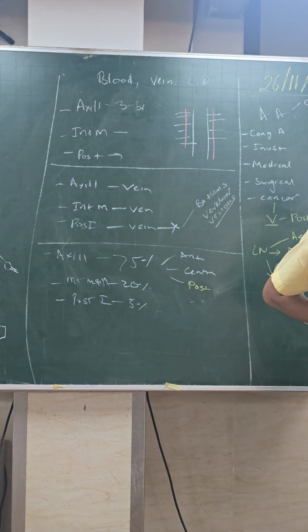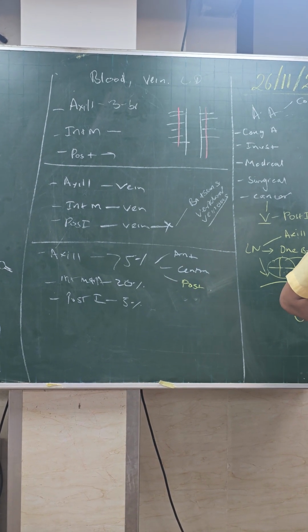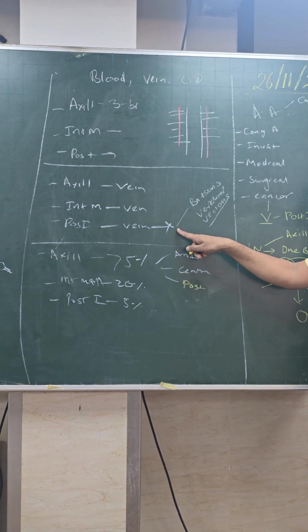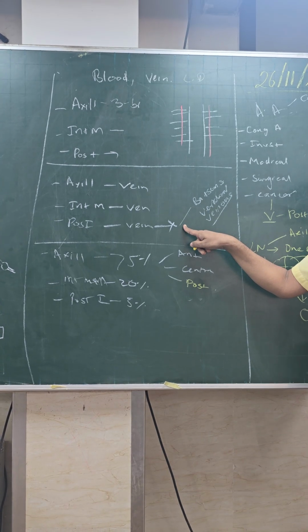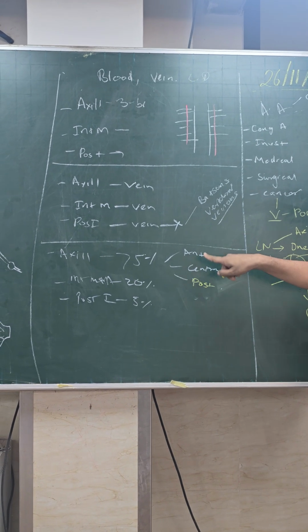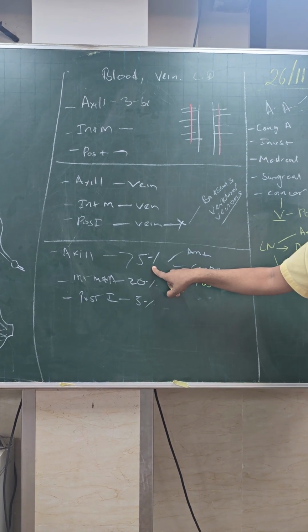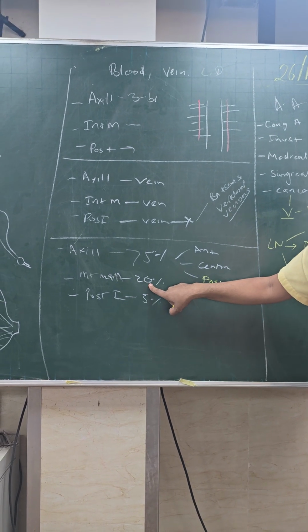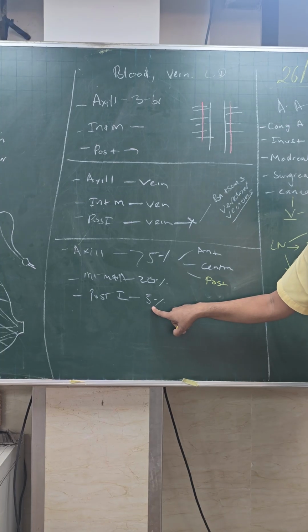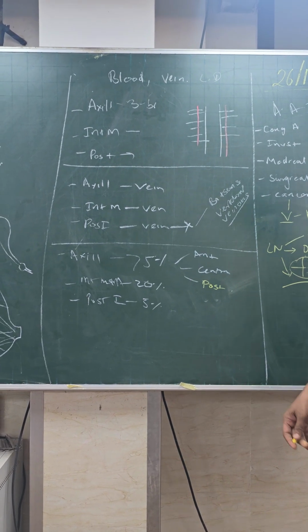This communicates with the Batson's plexus or vertebral plexus, and that's how cancer spreads from the breast to vertebral column and then eventually to the brain. Lymphatic drainage: 75% into axillary lymph nodes, 20% in internal mammary, 5% in posterior intercostal lymph nodes.